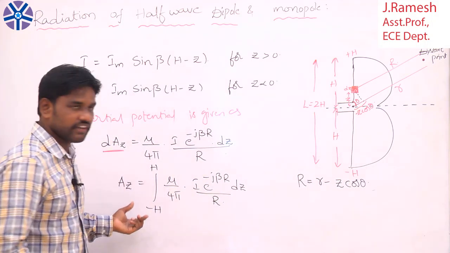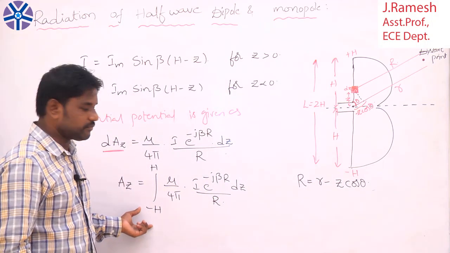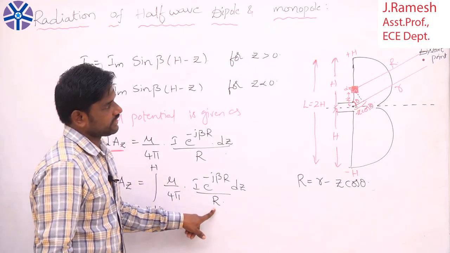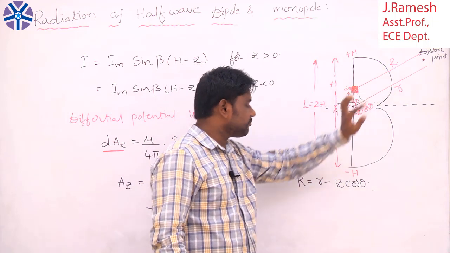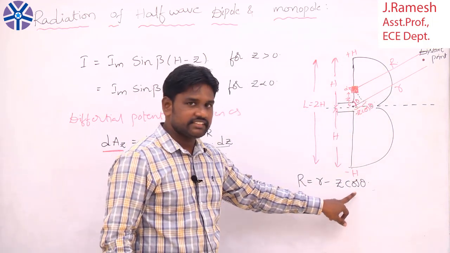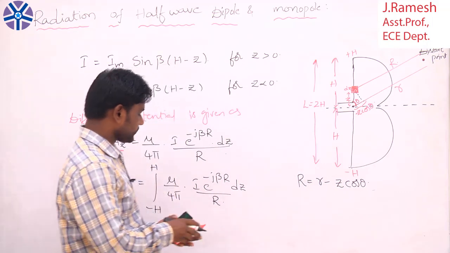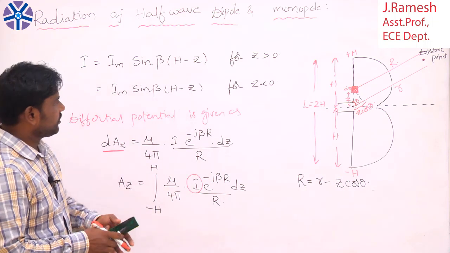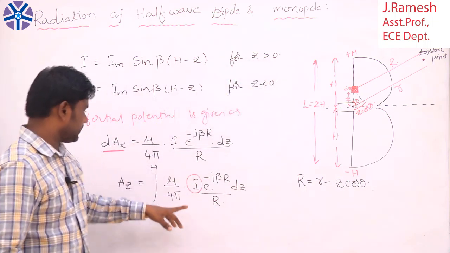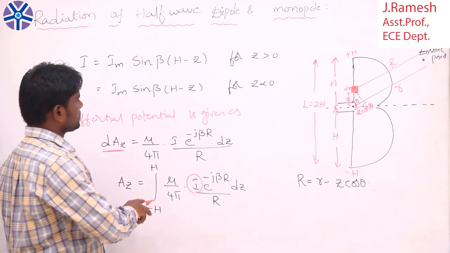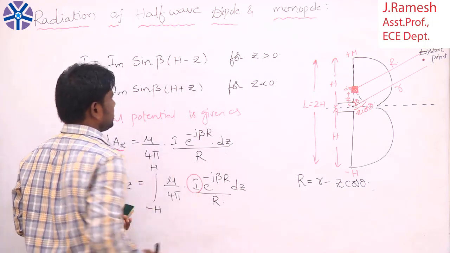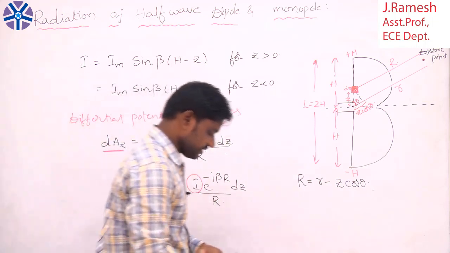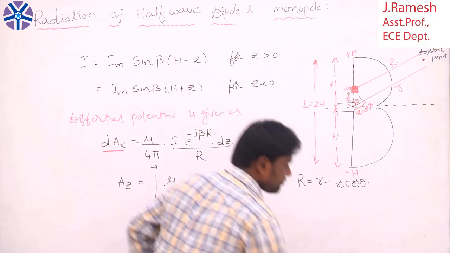So now this is our final expression, and I want to simplify it. How am I going to simplify? You know what capital R is: it is the distance that is already simplified in terms of small r minus z cos theta. Now again, the I values are different for different regions. For z greater than 0, this is one expression, and for z less than 0 it is another, which is h plus z. That is why it gives the negative z direction.